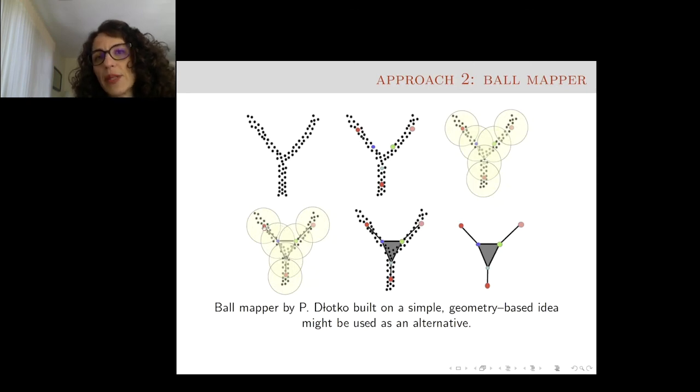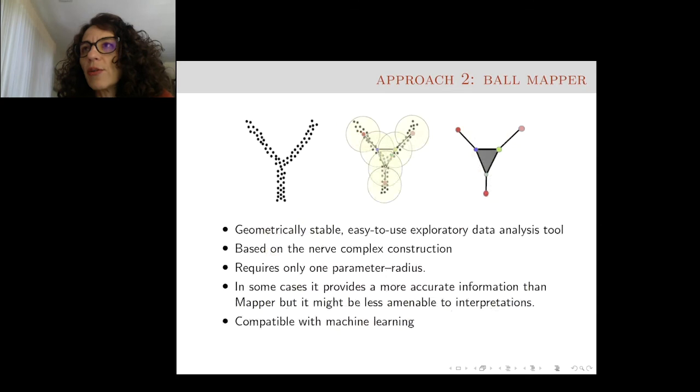For example, the balls with the red center and the purple center intersect, so we're going to introduce an edge here. Similar for the lighter red and the green. And then you can see that around the purple, the green and the gray point, these balls have not only double intersection, they actually have triple intersection. So in that sense, you can create a two-dimensional cell here if you wish. Anyways, what you see on the last picture here is the result of the Ball Mapper.